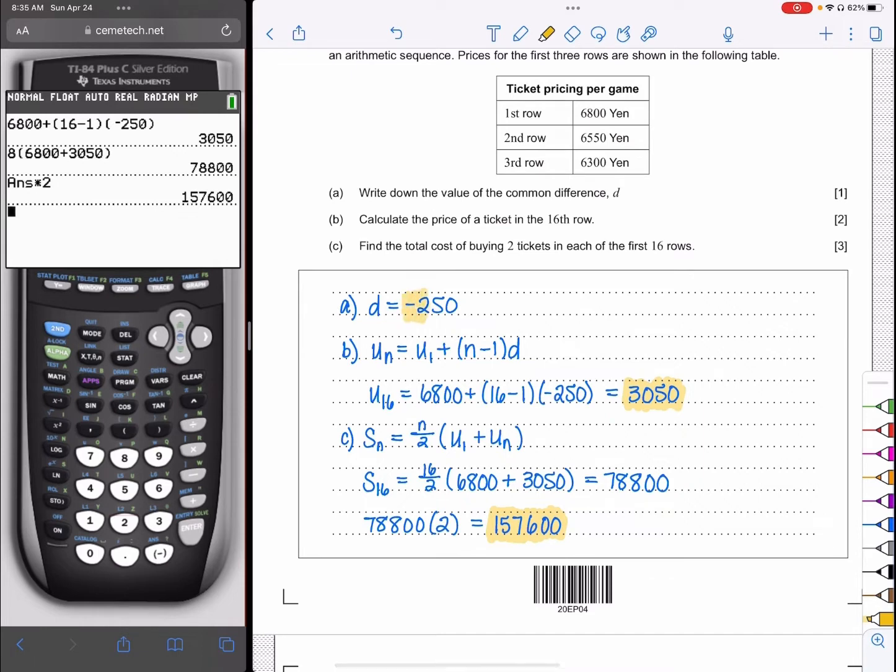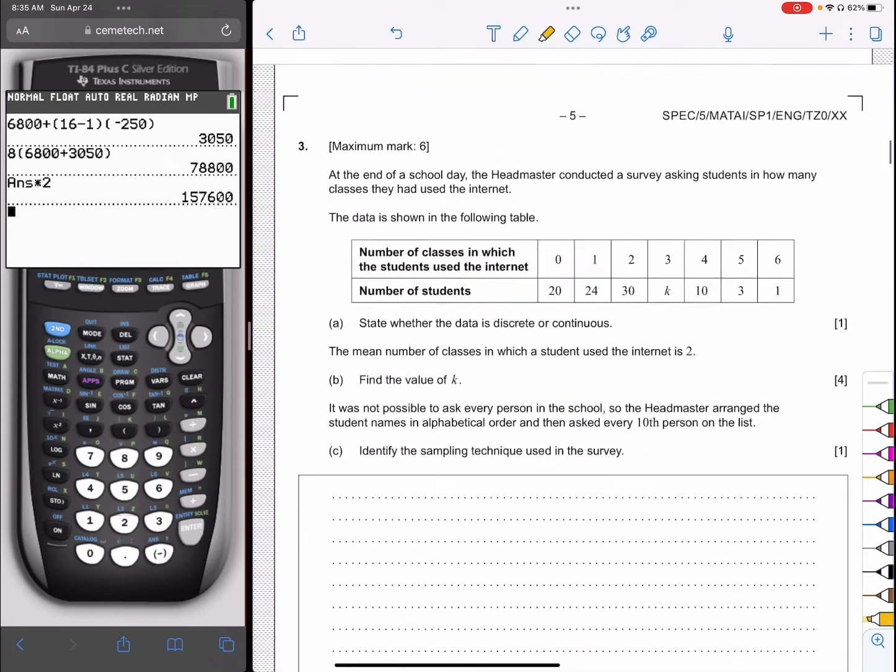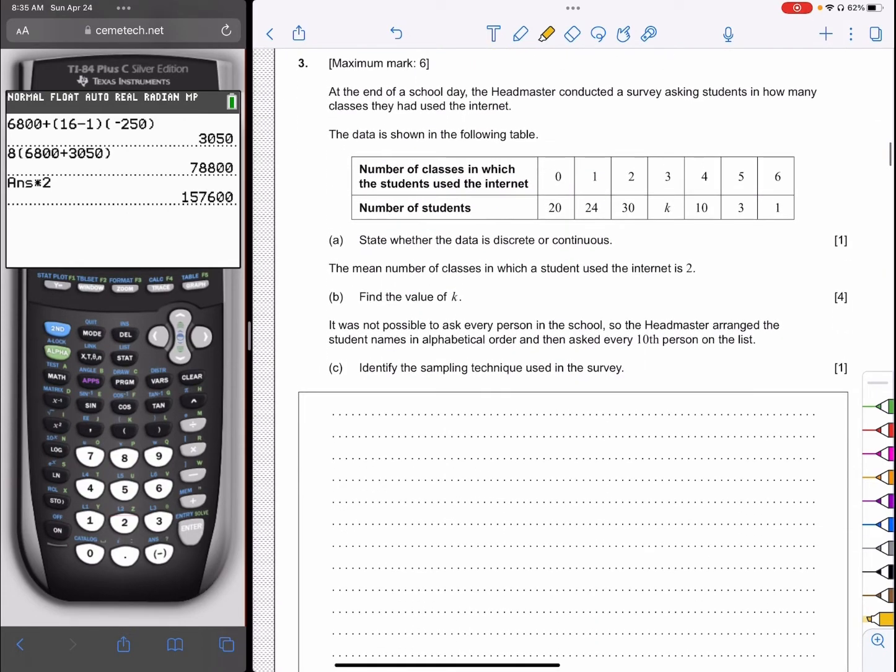All right, so now let's look at number 3. Number 3 says, at the end of a school day, the headmaster conducted a survey asking students in how many classes they had used the internet. The data is going to be shown in the following table. It says, state whether the data is discrete or continuous.